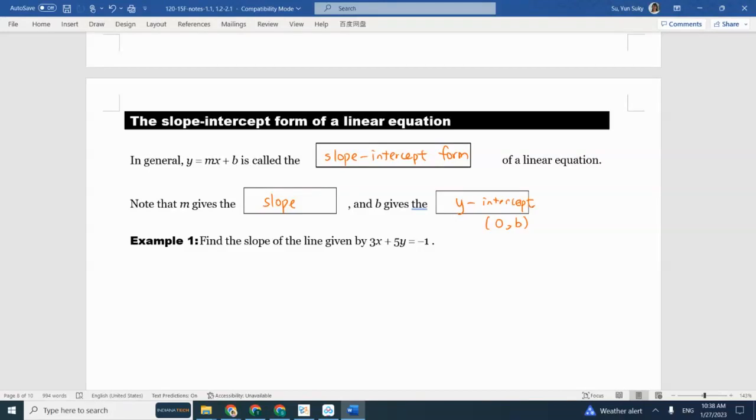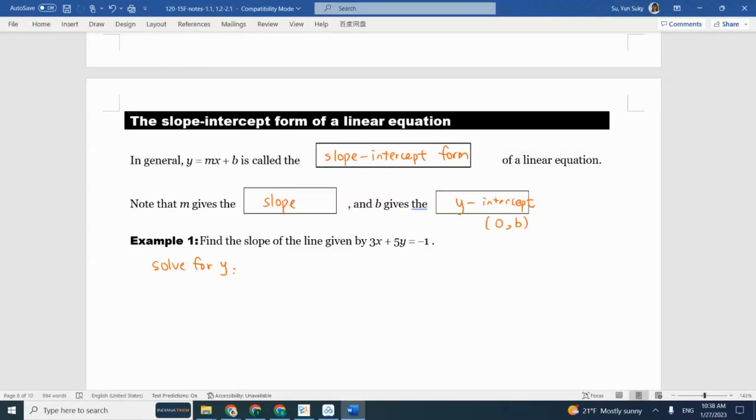To find the slope, you can get the slope-intercept form first. That means, do you notice that your left-hand side is y only? We only have one y on the left-hand side, and all the x terms and the constant term are on the right-hand side. So in order to get the slope-intercept form, you solve for y. You isolate the y on the left-hand side. How do we solve for y?